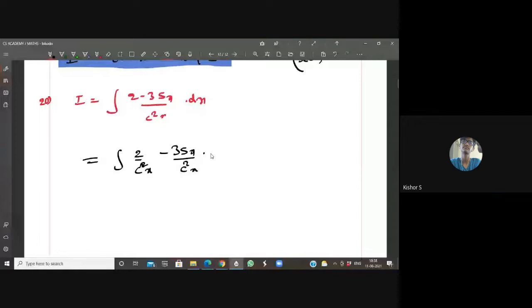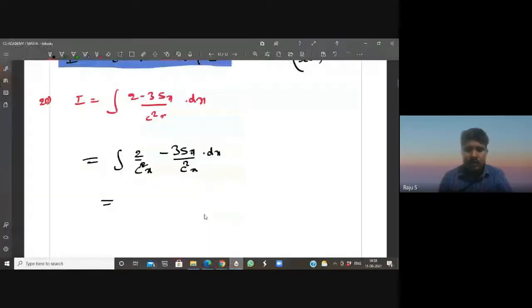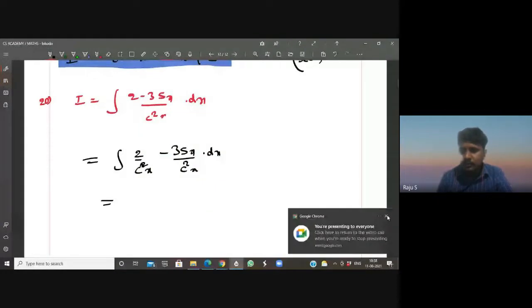Hey, your screen is lagging. Is it you see the screen properly?